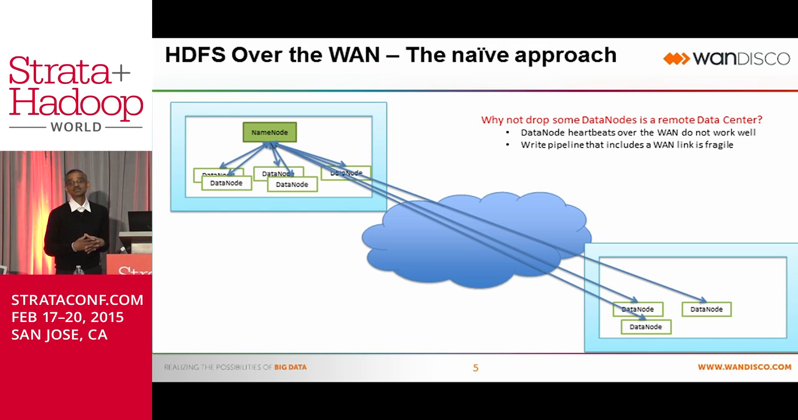The second reason this doesn't work well is that the write pipeline, or the client writing to data nodes, that whole system has to now run over a wide area network link. That makes it very fragile. The write pipeline is the most critical component of clients being successfully able to write to HDFS. And a fragile write pipeline means you will lose data straight away, right at the ingest point.